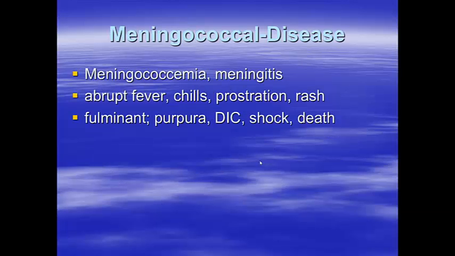Okay, we're moving on to another disease now called meningococcus. This is caused by a bacteria called Neisseria meningitidis. And the diseases it causes are either a sepsis, which is like a bloodstream infection, meningococcemia, or meningitis, infection of the brain. And this disease can be very rapidly progressive.